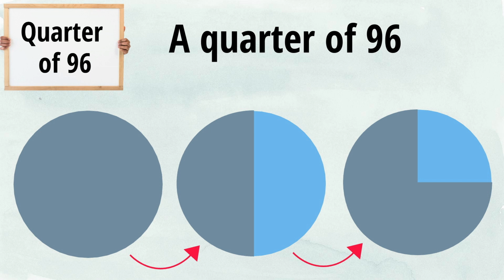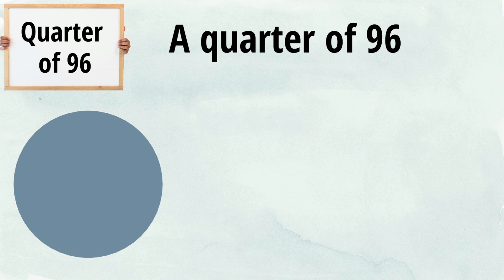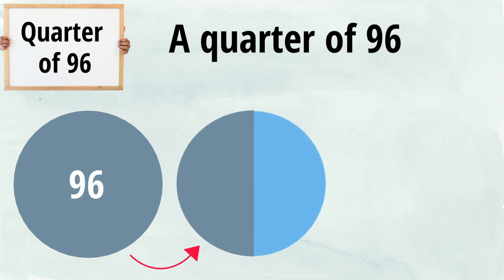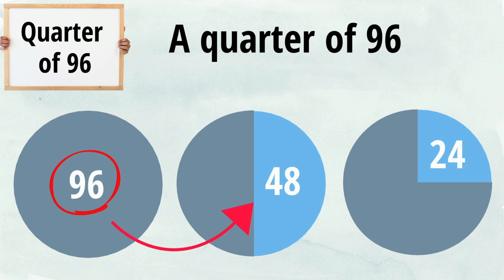Let's apply this concept to our problem. In our question, the whole amount is 96. We can find half of this by dividing it equally into 2 parts. So half of 96 is 48. Now to find a quarter, we simply half this amount. Half of 48 is 24. So a quarter of 96 is 24. We got there by halving the amount we were sharing and then halving it again.